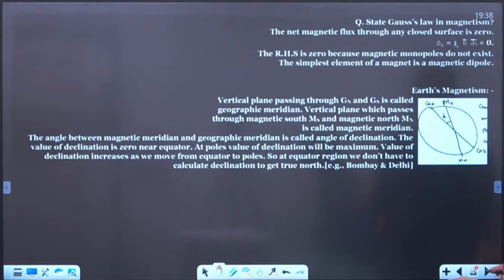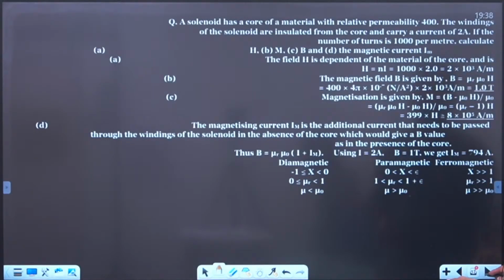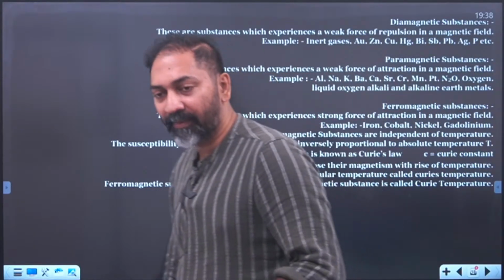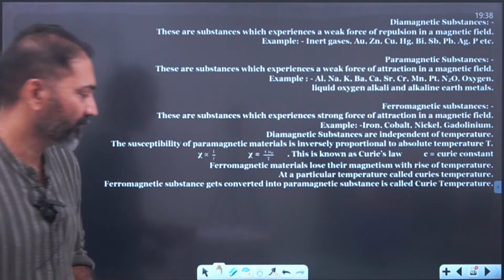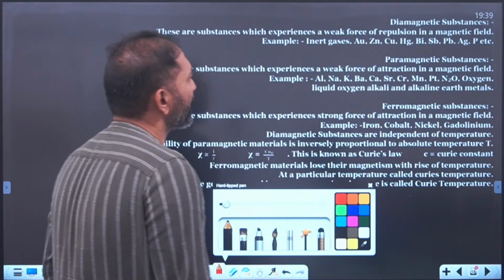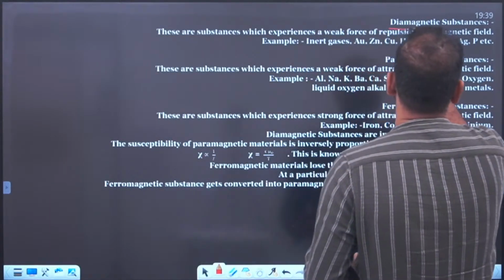This is also done. Earth magnetism is a deleted topic, so I am not taking that. It's there for an entrance. So next topic is diamagnetic substances. Next we are going to discuss different types of magnetic substances, and the first one is diamagnetic substances.